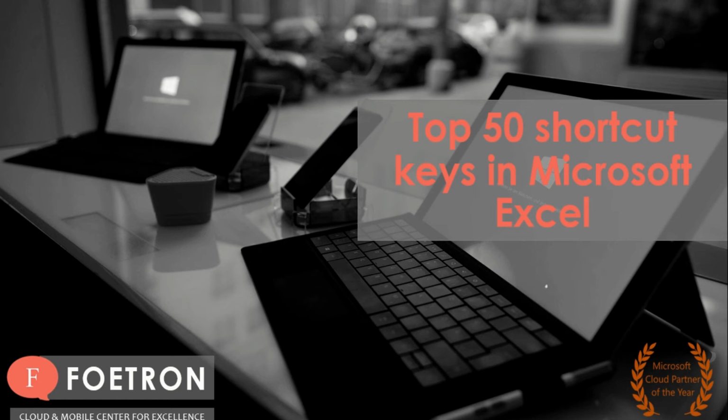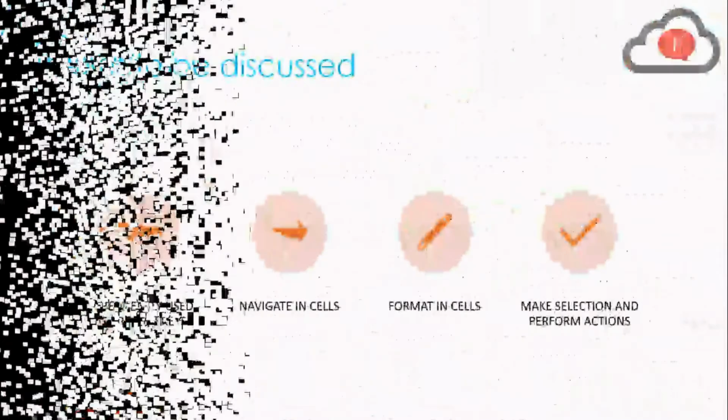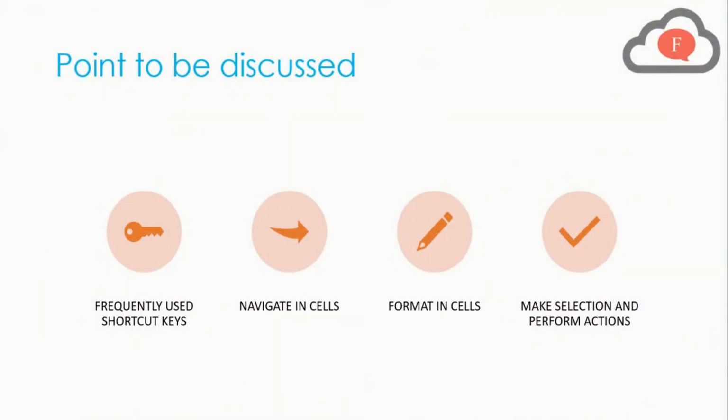So, we will move on and tell you what points will be discussed in today's video. We are going to talk about the top 50 shortcuts, out of which some are frequently used shortcut keys, some are to navigate cells, some are for formatting cells, and in the end we will talk about the shortcuts that make selections and perform actions. All this will be discussed in Excel itself. Now let's move into Microsoft Excel and I will tell you how to use each of these shortcut keys.